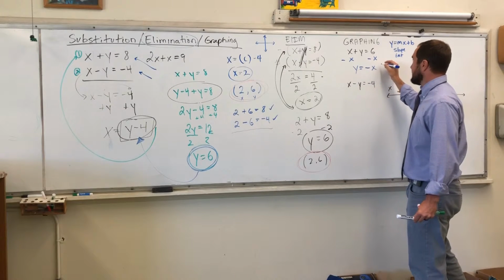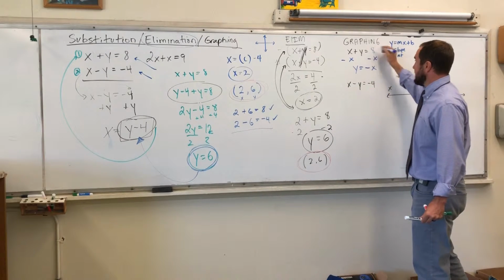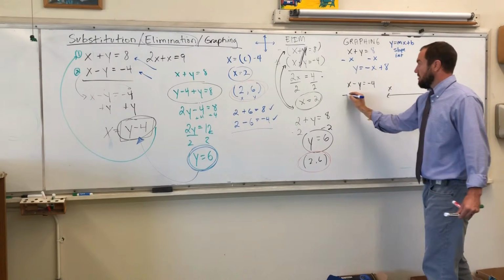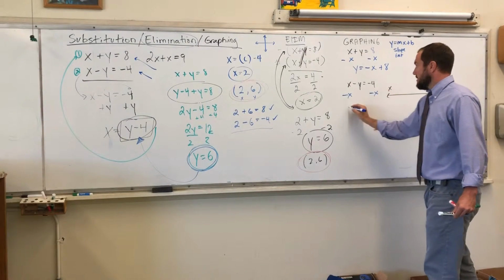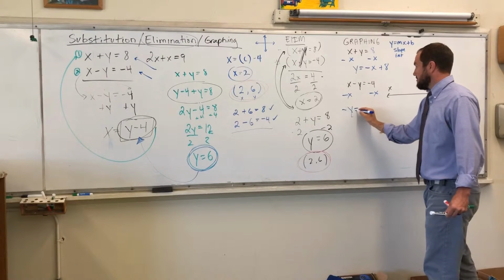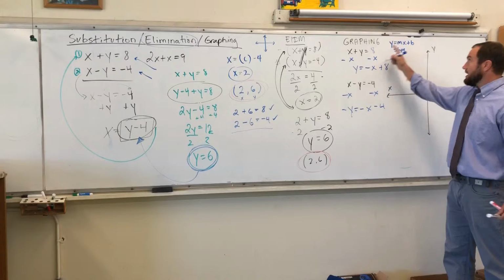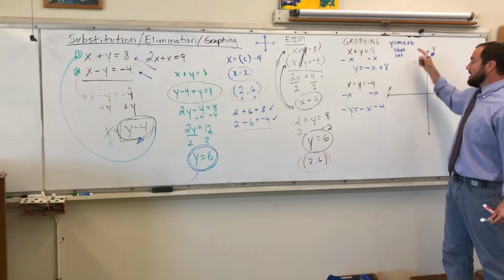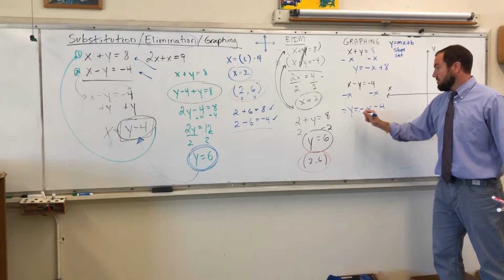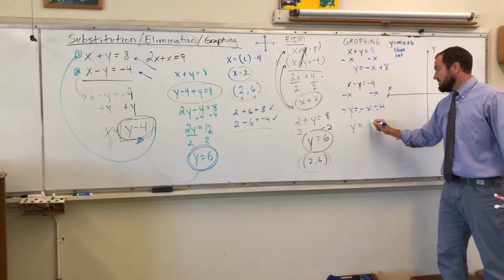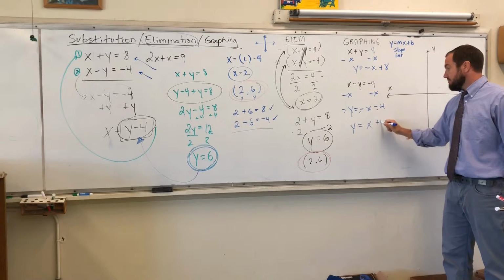I have a negative x. Oh, this is an 8. I keep making it a 6. Plus 8. I'll get y by itself here. Negative y is equal to negative x minus 4. Remember, it's y equals mx plus b, not negative y equals mx plus b. So these signs are going to change here. Positive y, positive x, positive 4.